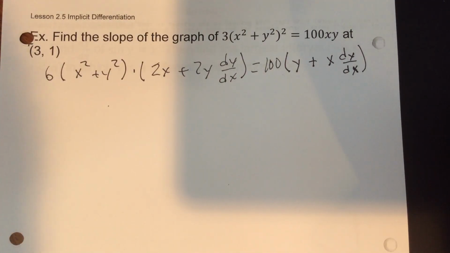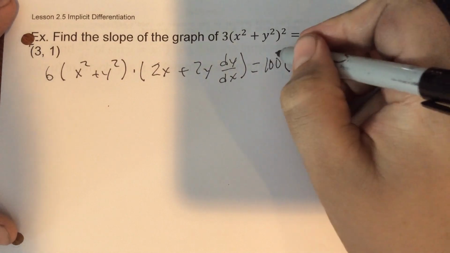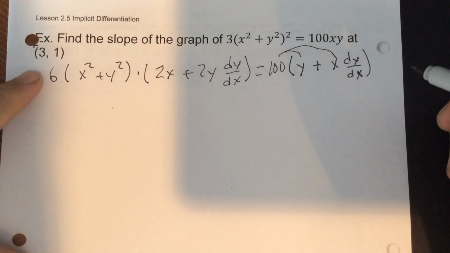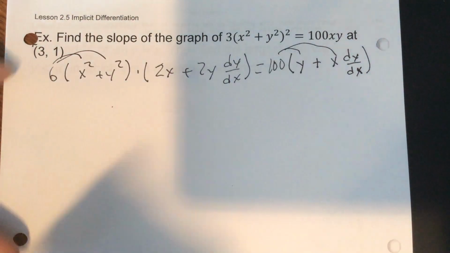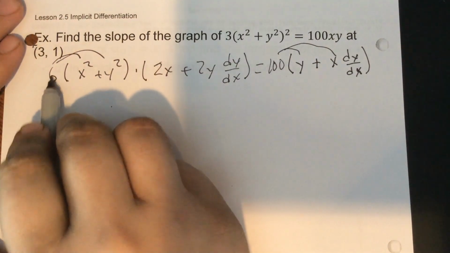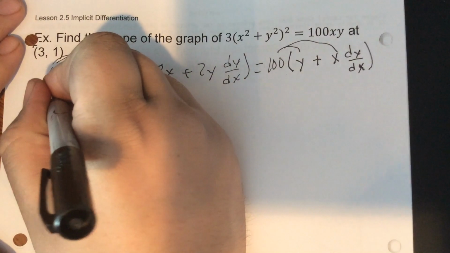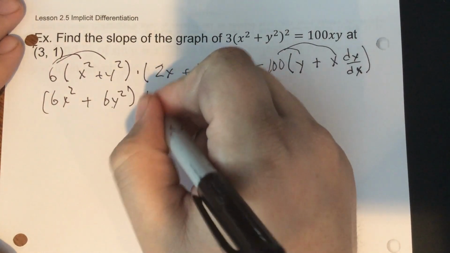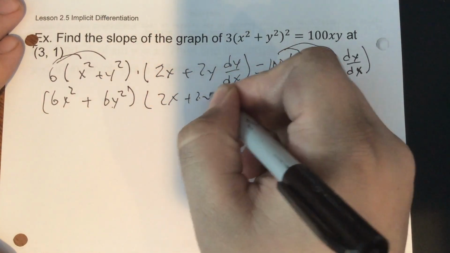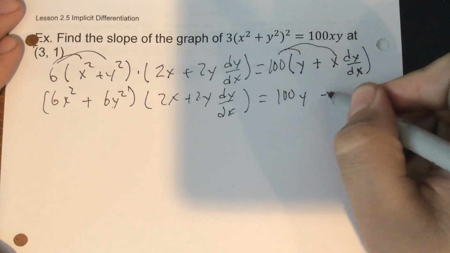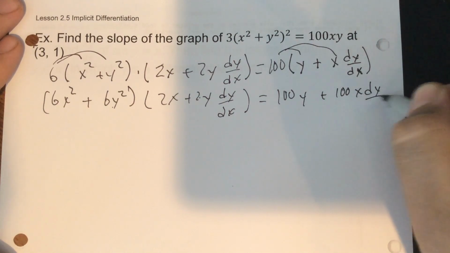So from here we can start simplifying. We can distribute our 100s in. We can distribute the 6 in to each one, and then we will FOIL with what's in there. So 6x squared plus 6y squared times then our 2x plus 2y dy over dx equals 100y plus 100x dy over dx.